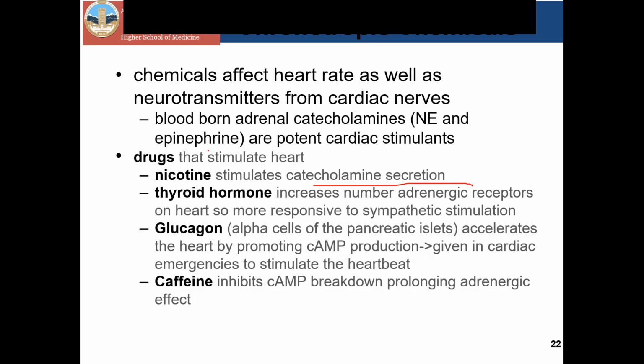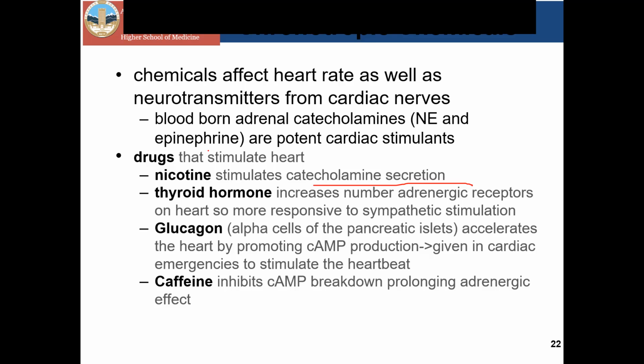Or thyroid hormone. Do you know, guys, the thyroid gland? Thyroid hormones increase the number of adrenergic receptors on the heart, and it's more responsive to sympathetic stimulation. More receptors means faster. The epinephrine and catecholamine produced by this nerve will activate our heart faster, with more receptors. That's why, for example, in patients with a higher level of thyroid hormone, one of the symptoms of this disease will be tachycardia. So many receptors, that's why heart beating is increased.